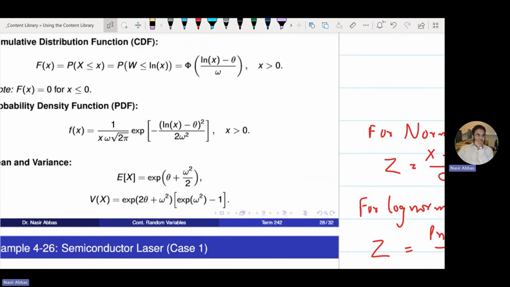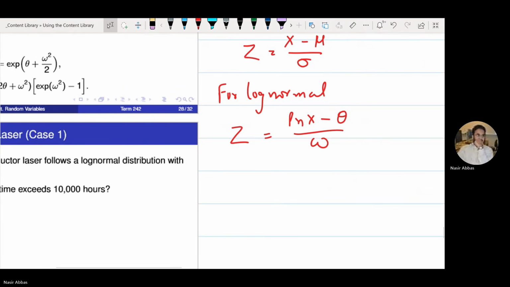Again, log normal is nothing new. You have to convert every question of log normal into standard normal. How? Using this formula. And that's it. It's just the change of the way you do the standardization. Other than that, everything is the same. Not a new distribution.